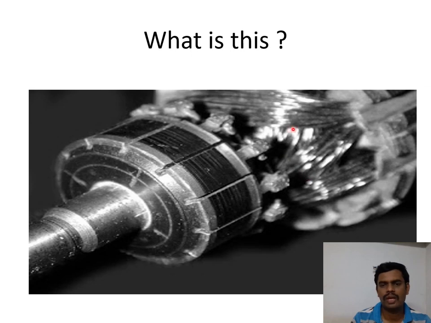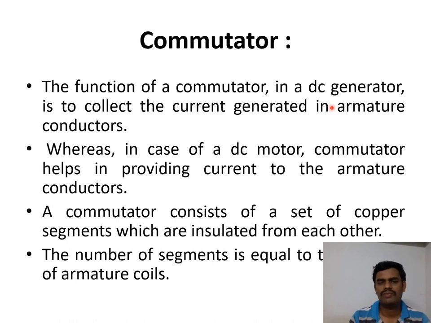So this is the commutator. These armature conductors are connected here to what is called the commutator. What is the function of this commutator? It is generally made up of copper bars separated by a thin sheet of mica insulation. The function of the commutator in a DC generator is to collect the current from the armature conductors, whereas in a DC motor, it provides the current to the armature conductors.